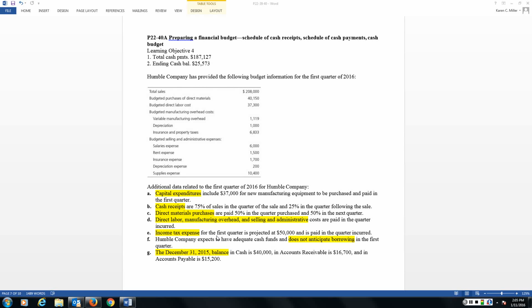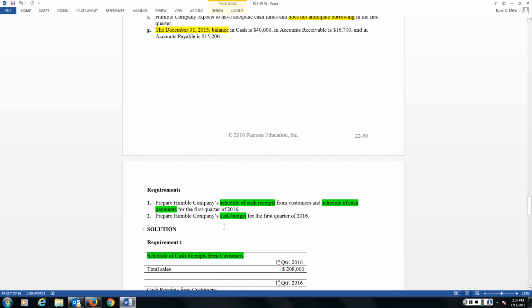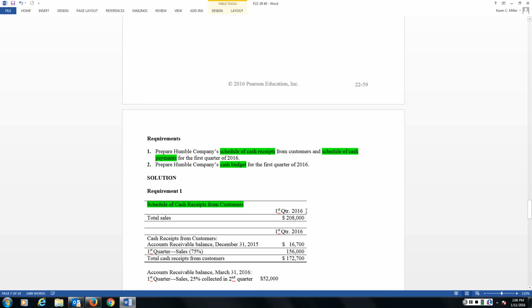Their income tax expenses have been estimated, and they're projecting $50,000 per quarter, basically. And they expect to have adequate cash. So in our textbook illustration, we had a $30,000 cash minimum, and we would borrow if necessary to maintain that minimum. Well, we're assuming that this company is going to have sufficient cash funds and will not need to borrow in the first quarter. We know their beginning cash balance, beginning accounts receivable, and beginning accounts payable. So can we work through this information to calculate the schedule of cash receipts, cash payments, and finally the cash budget? We're only doing this for one quarter, so this is a little less complex than what we saw in your chapter walking us through all 4 quarters, but the concepts are the same.